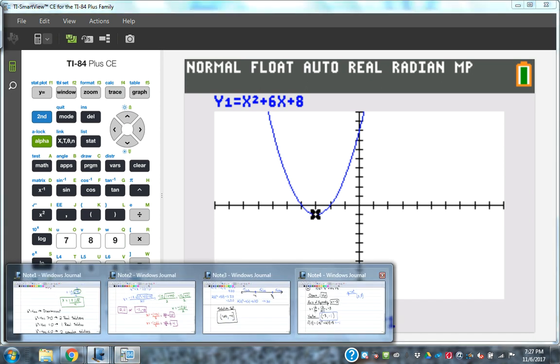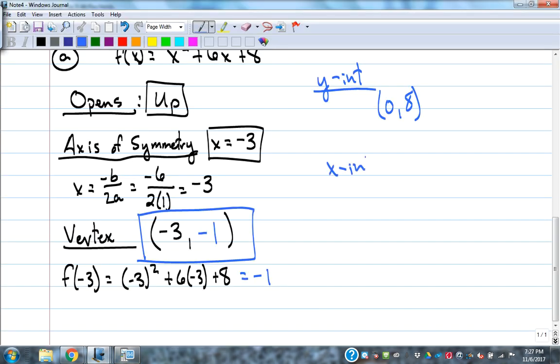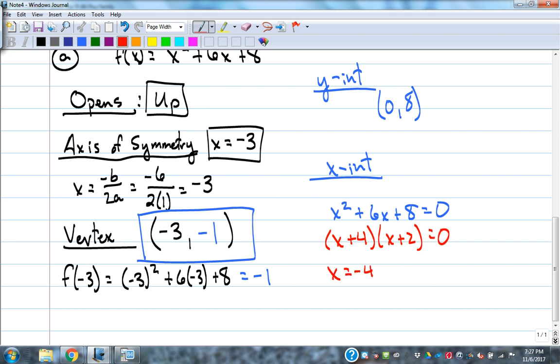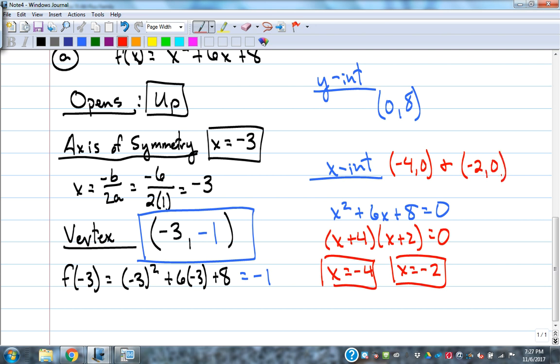Let's get the x-intercepts. This is the hard part. Take the problem, set it equal to 0. Either factor it, quadratic formula, square roots. Whichever one works. Factoring works for this one. X plus 4, x plus 2. Set those equal to 0. And you get those. So the x-intercepts are at -4, 0, and -2, 0.